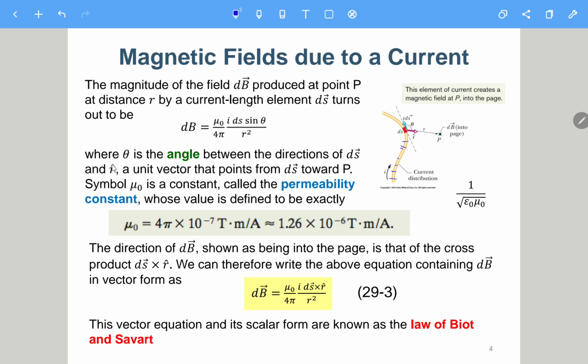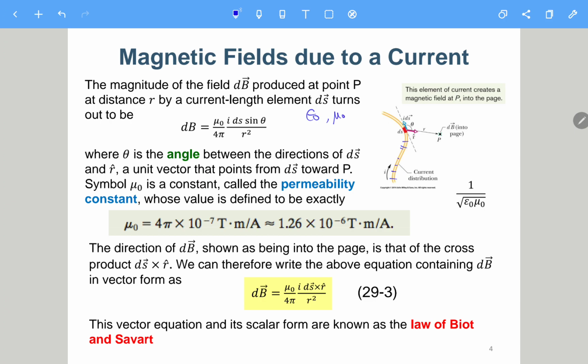First of all, we would like to introduce mu zero, a constant called the permeability constant, whose value is defined to be exactly 4 pi times 10 to the negative 7. It is the pair, the duality, of epsilon naught for the E field. Epsilon naught is called the permittivity constant, and this mu naught is called the permeability constant. So we have epsilon naught and mu naught.